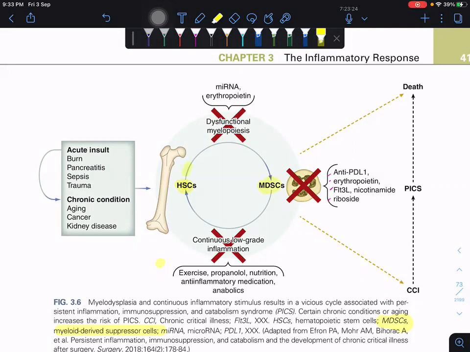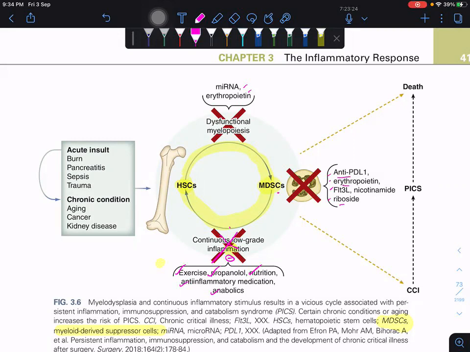It goes on as a vicious cycle. Whenever HSC gets dysfunctional myelopoiesis, it goes to the MDSC stage. When the MDSC has continuous low-grade inflammation, it goes back to the HSC. These are continuous cycles. What factors decrease the cycle? Exercise, propranolol, nutrition, anti-inflammatory medication and anabolics reverse this continuous low-grade inflammation and block the cycle. Similarly, mRNA and erythropoietin block this cycle. The MDSC phase is blocked by anti-PD-L1 and erythropoietin.